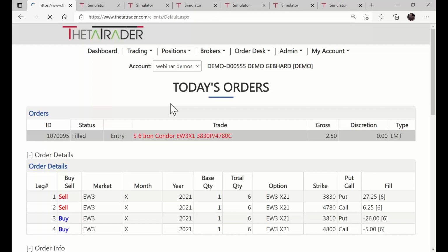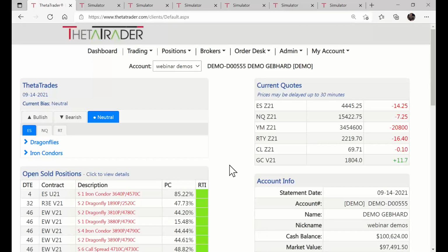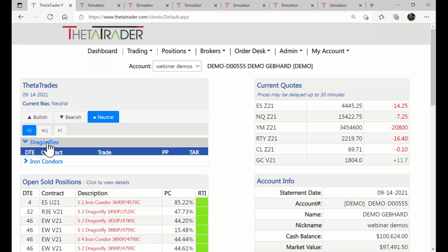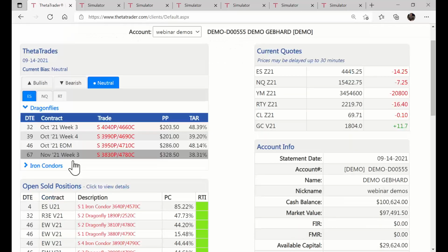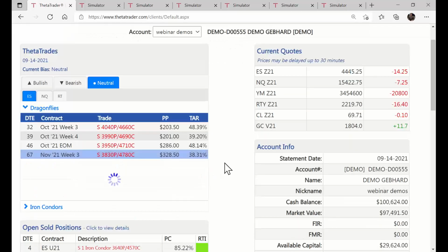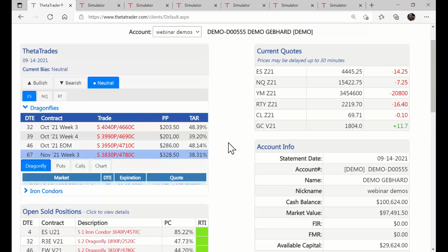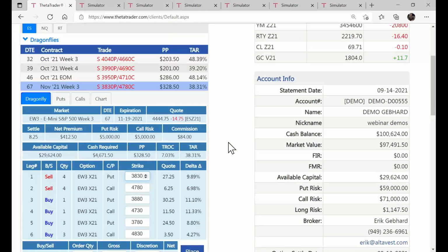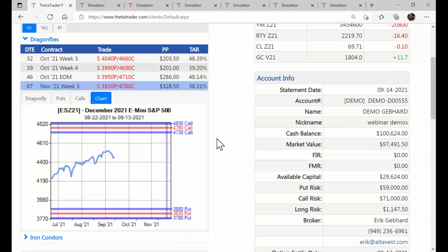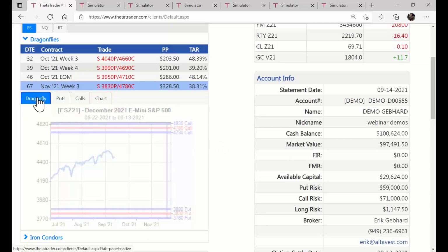And then I'll show you the best feature of all. Well, it's tied for the best feature, I think, but we'll get to that in just a second. I'll show you this Dragonfly. And here's the same expiration for a Dragonfly. Here's what the chart looks like. This is all pre-built for you. Remember that. You don't have to pick or do anything here.